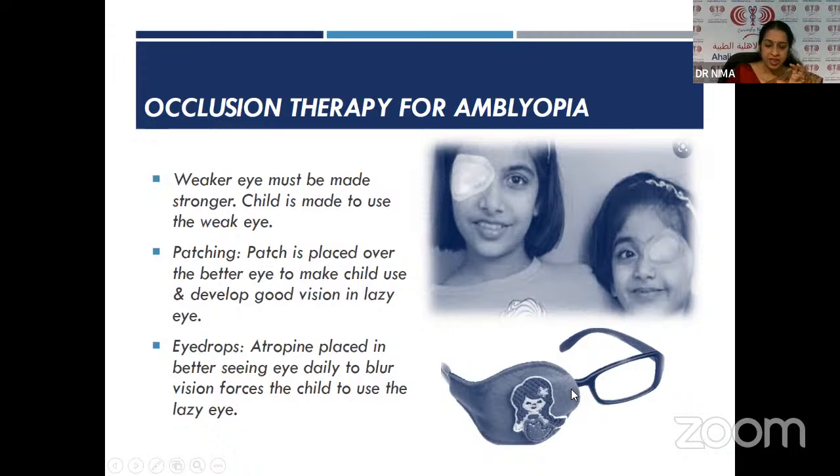So, in the majority of cases, I usually advise 4 hours of patching. For example, if your right eye is weak, the right eye vision is not normal, and the left eye is having good vision, then the left eye we will patch. And the child is advised to use the right eye 4 hours a day.